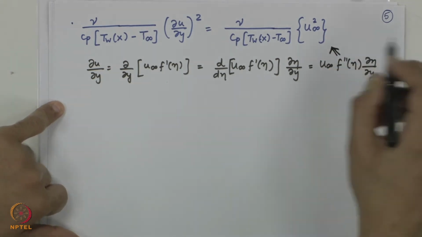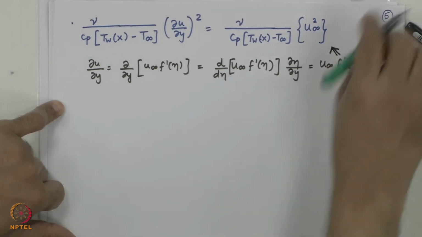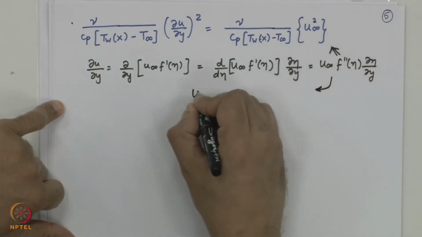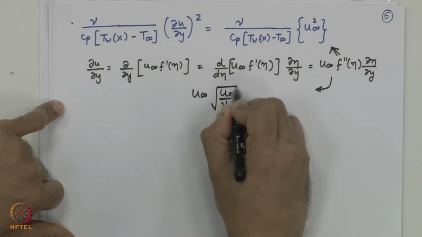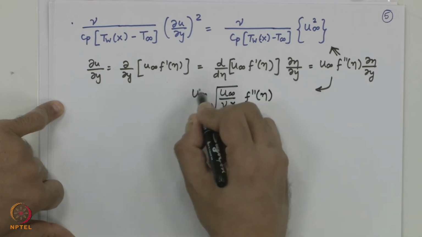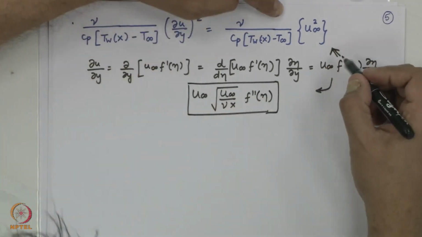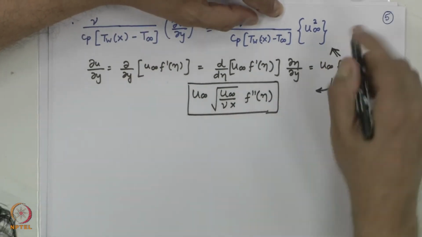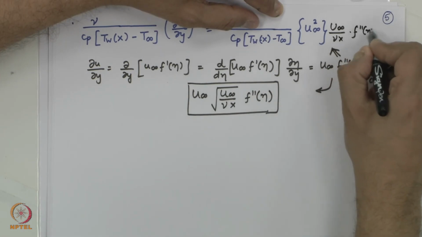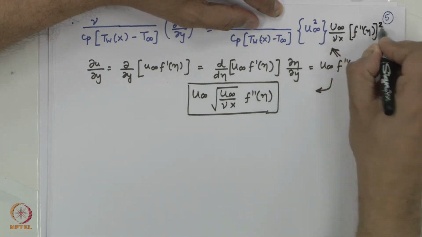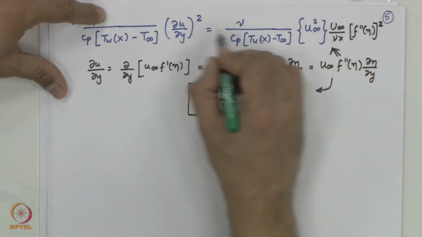So the square is there, so I would get u∞ squared times (dη/dy) squared. I will write this one more step. dη/dy was u∞ over νx, to the power one half, times f''(η). So this is what is getting substituted. Square of this quantity is u∞ by νx as it is, times f''(η) whole square. So this is my right hand side, and I will recast this.